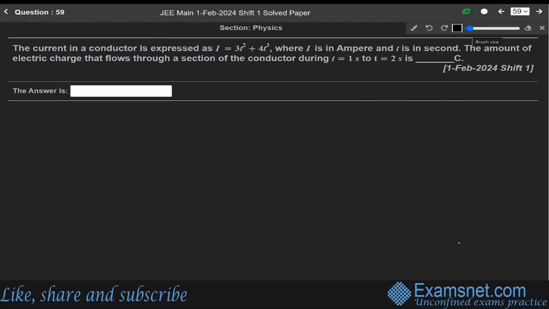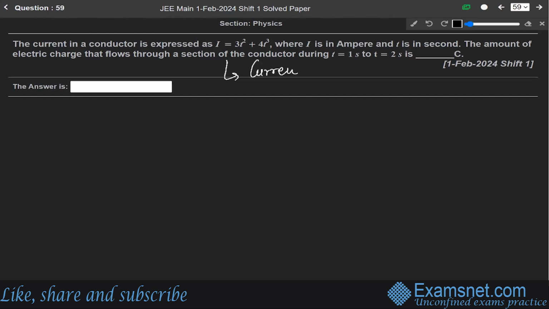So the next question is 59. The current in a conductor is expressed as I equals to 3t square plus 4t cube, where I is in ampere and t is in second. The amount of electric charge from t equals to 1 second to t equals to 2 second is? So this question is from the chapter of current electricity.